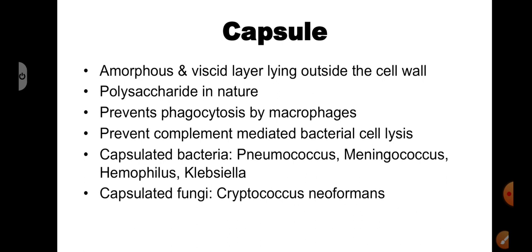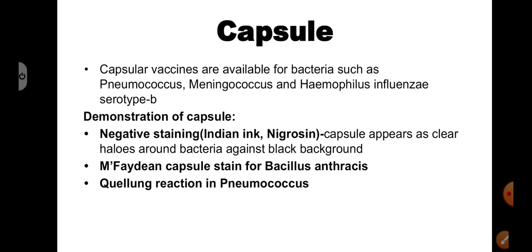It prevents complement mediated bacterial cell lysis. Another defense mechanism present in the human body is complement. It's a protein which kills the bacteria once it enters the body. But the presence of a capsule will inhibit complement mediated bacterial cell lysis. Some examples of capsulated bacteria are Pneumococcus, Meningococcus, Klebsiella and Haemophilus. And an example of a capsulated fungus is Cryptococcus neoformans.